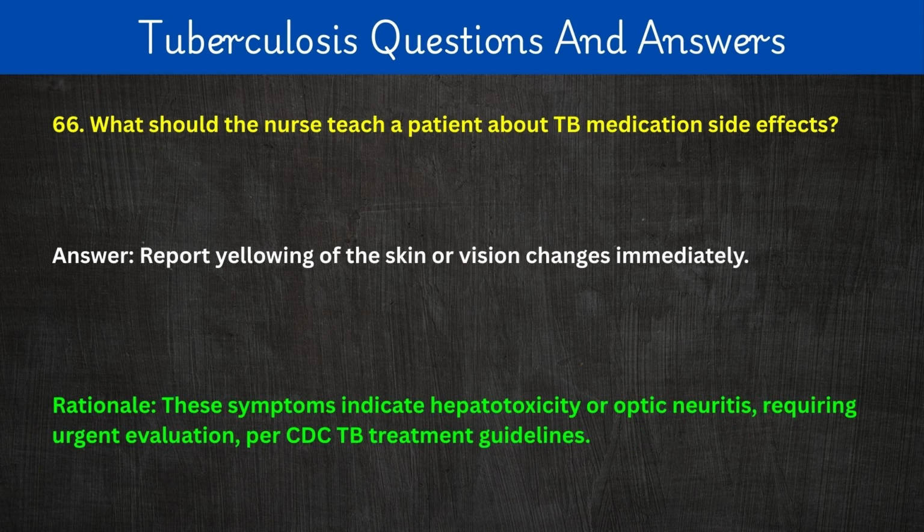66. What should the nurse teach a patient about TB medication side effects? Answer: report yellowing of the skin or vision changes immediately. Rationale: these symptoms indicate hepatotoxicity or optic neuritis, requiring urgent evaluation, per CDC TB treatment guidelines.